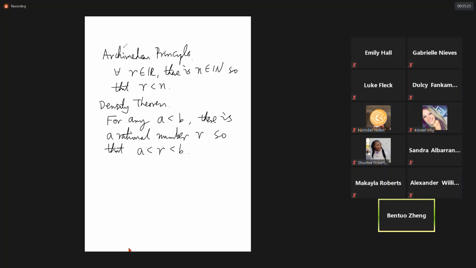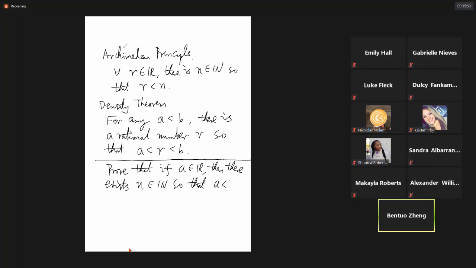All right, now let's look at the problem. The problem is we want to prove that if A is a real number, then there exists a natural number n so that A is less than 10 to the nth power.